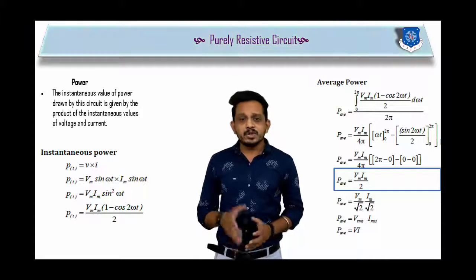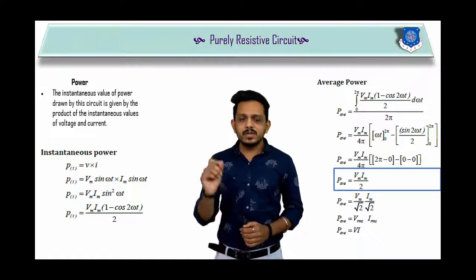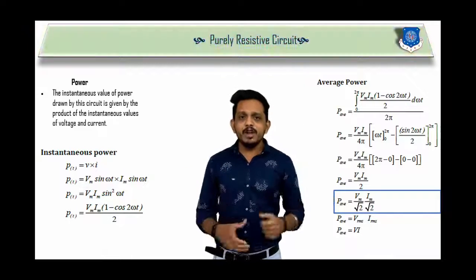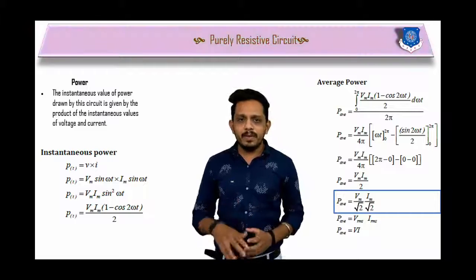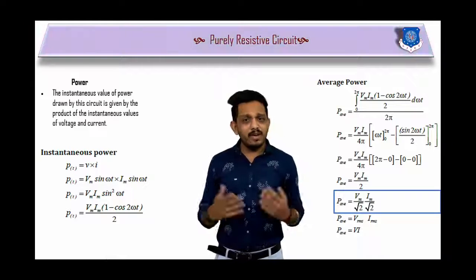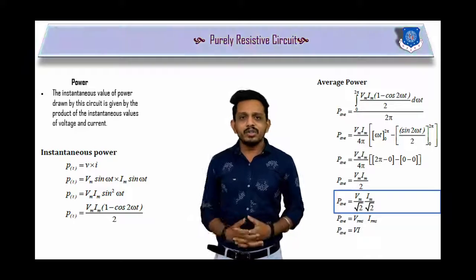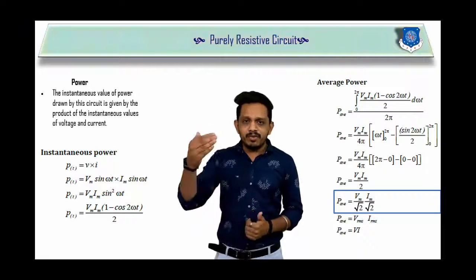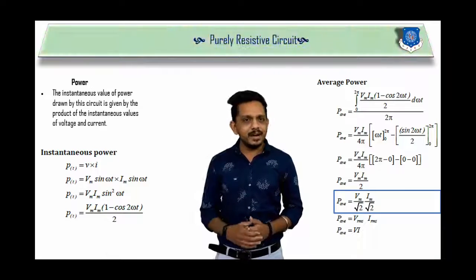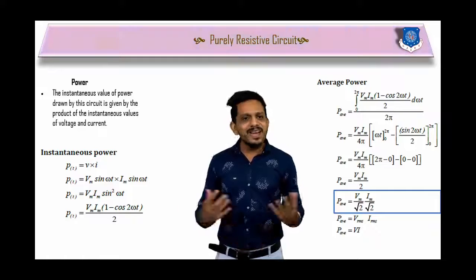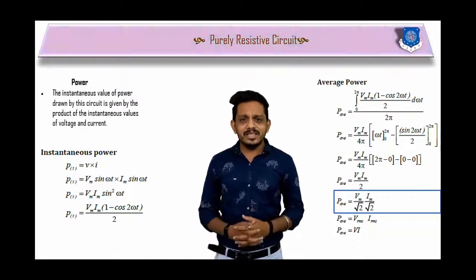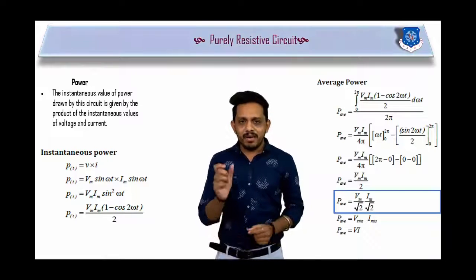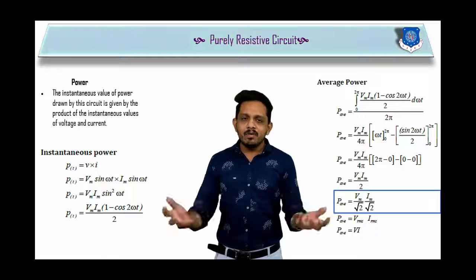Now if we write 2 as root 2 into root 2, and put this root 2 into root 2 in the denominator of Vm and Im, then the equation will be Vm by root 2 into Im by root 2. Why are we doing this? Because often our quantities are in RMS form, and here the equation is in maximum form. So Vm by root 2 is nothing but Vrms, and Im by root 2 is nothing but Irms. In general we can say that the average power consumed by a pure resistor is V into I, where V and I are the RMS values of the voltage and current.